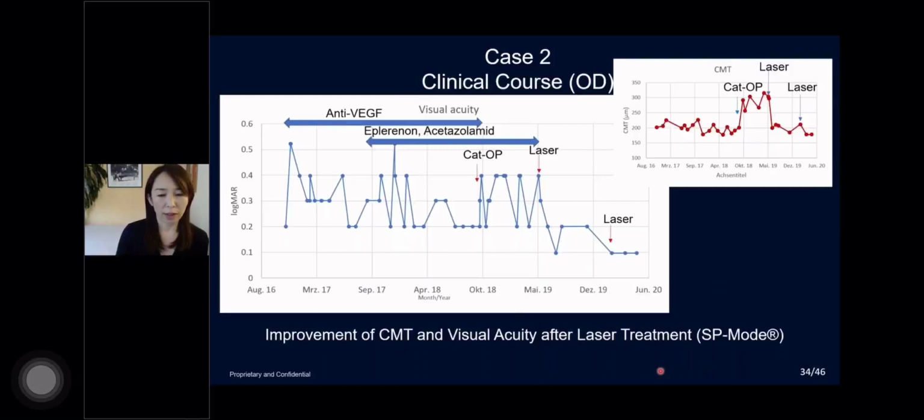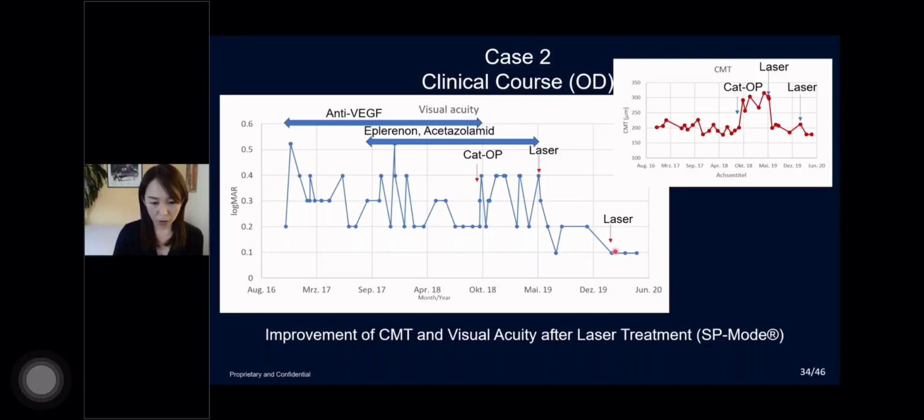In this case, visual acuity is shown here. He got different treatments, as you can see: anti-VEGF, epinephrine, acetazolamide, and in between a cataract operation. The visual acuity was in this range. After laser treatment, visual acuity became better, and he now shows the best visual acuity since 2016. So this is very good.